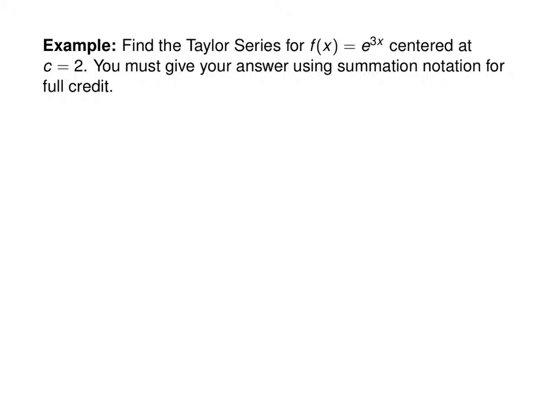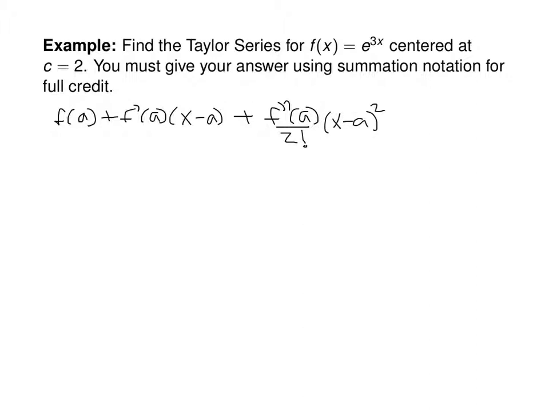Now, a Maclaurin series was just centered at x equals 0 or c equals 0. To approximate a function near a different value, we'll have to find a Taylor series. So if we wanted to estimate e to the 3x at values near 2, we will use a Taylor series centered at c equals 2. And the formula for a Taylor series is f of a plus f prime of a times x minus a plus f double prime of a over 2 factorial x minus a squared. I just used a instead of c.